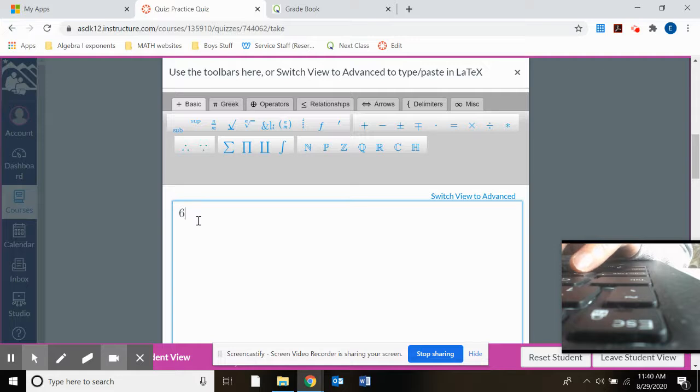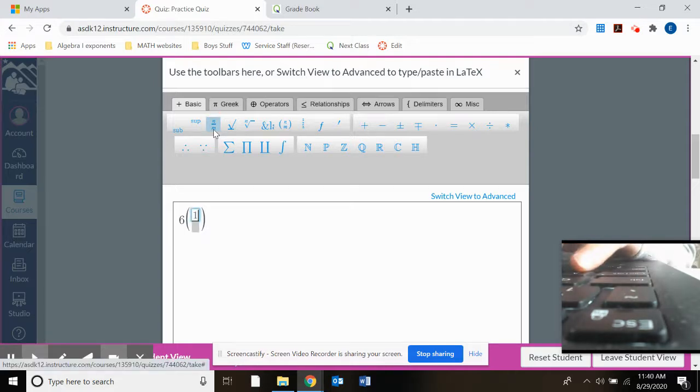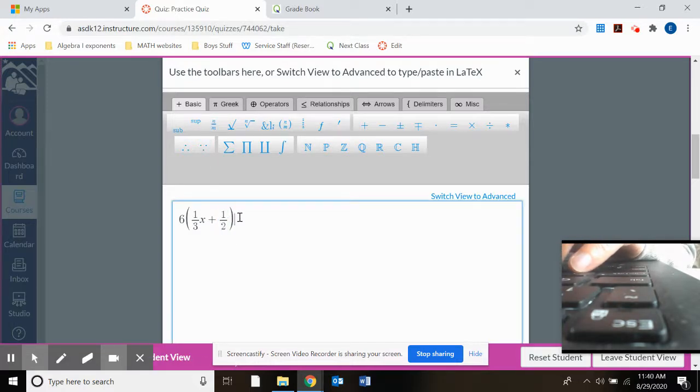Because I want to show 6 times everything, I'm going to use parentheses. My first fraction was 1/3 x, so I go to n over m, 1, arrow down to my denominator, 3, arrow to the side to do x, and then I've got plus, and then the second fraction, 1/2. Now I'm going to move my cursor outside those parentheses, and I have equals. If I multiply one side by 6, I need to multiply the other one by 6 also. So 6, and then I'll use parentheses for times 8. Okay, so now again, I have to enter just this one line.